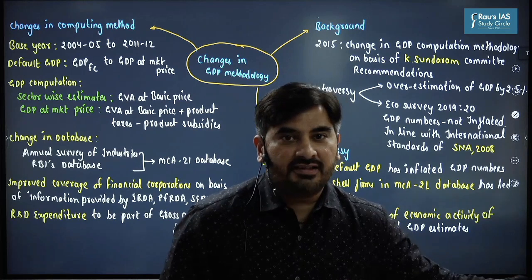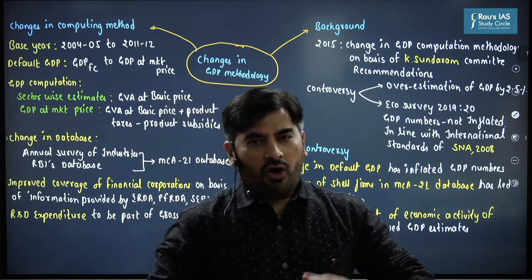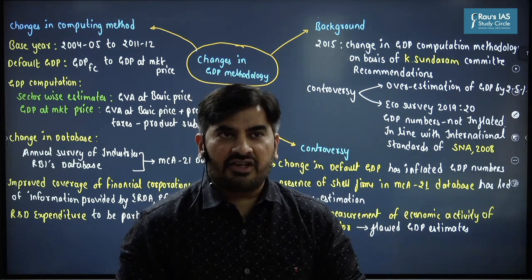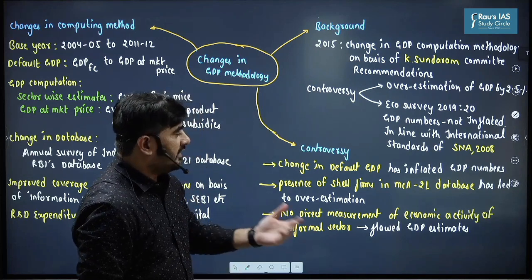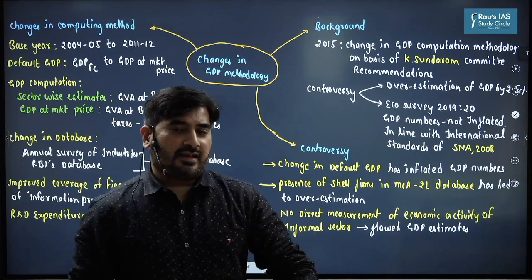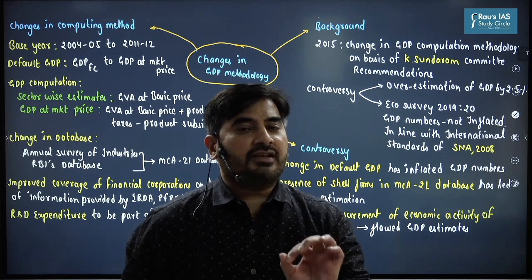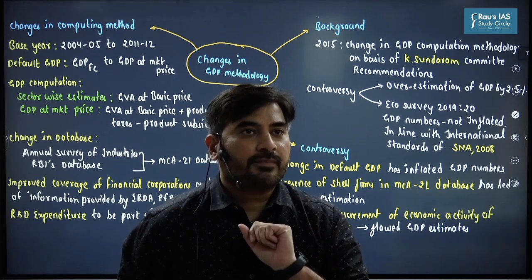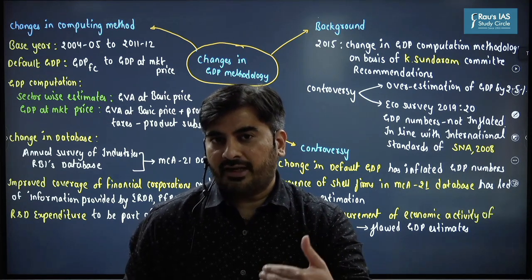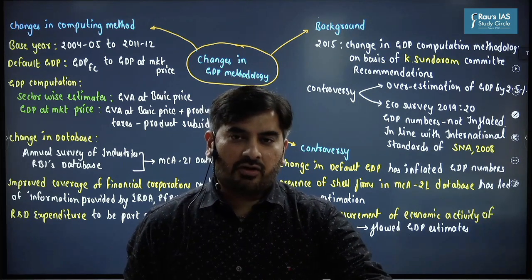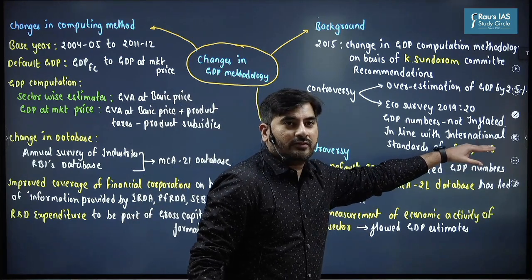I hope all of you are able to see this mind map. This is a mind map which I have prepared in order to put all the points related to the GDP estimation. As far as the background is concerned, I have already discussed that in the year 2015, the Central Statistical Office decided to change the GDP computation methodology based upon the recommendations of K. Sundaram Committee. And I've also discussed that these changes were introduced because India wanted to align its GDP computation methodology in line with the international standards, that is the System of National Accounts 2008.